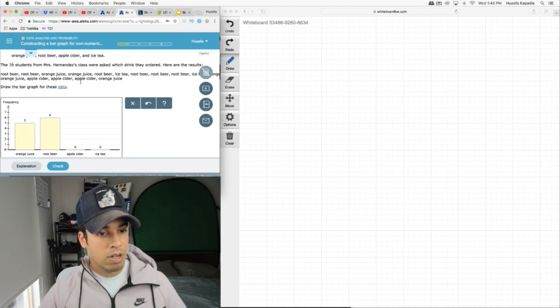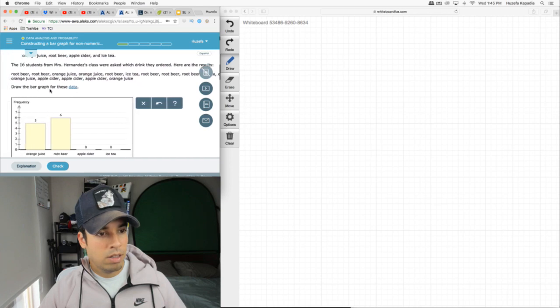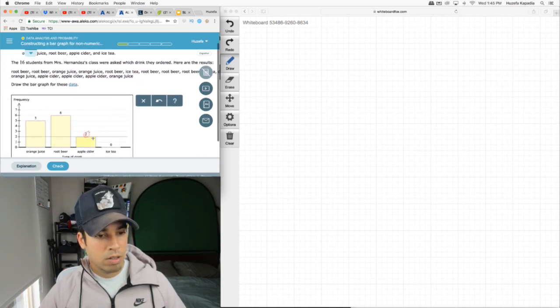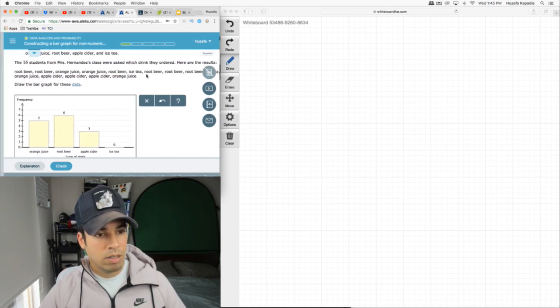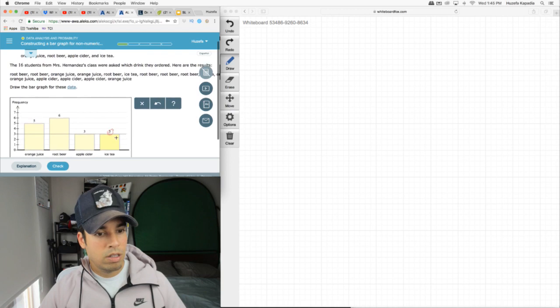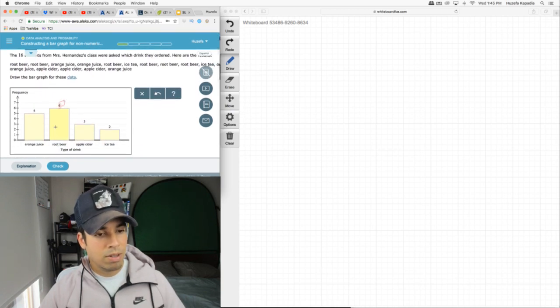Now let's look at apple cider. I see 1 apple cider, 2 apple ciders, 3 apple ciders, and now iced tea. We got 1 iced tea, 2 iced teas. So what do these need to add up to? 16, right? We had 16 students. So 5 plus 6 is 11, plus 3 is 14, plus 2 is 16.